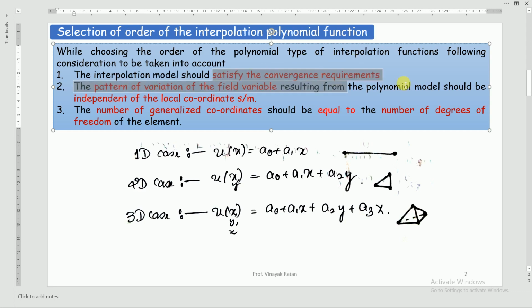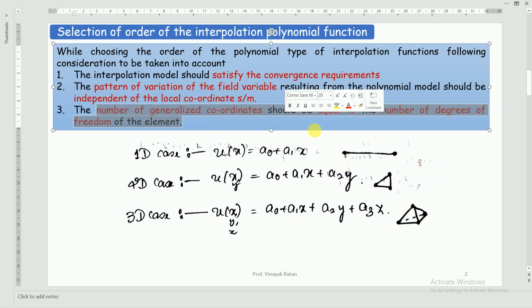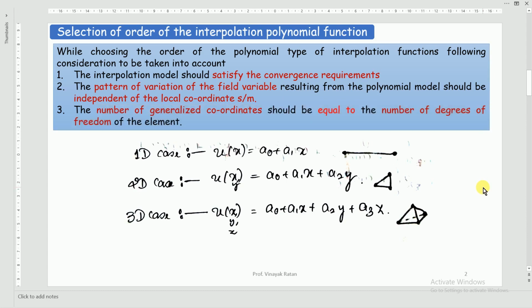It should satisfy the convergence requirement. The pattern of variation, whether it is linear or quadratic, should be independent of the local coordinate system. And the number of generalized coordinates should be equal to the number of degrees of freedom. You can take this down. Just wait a few seconds, then we'll move on to the next slide.